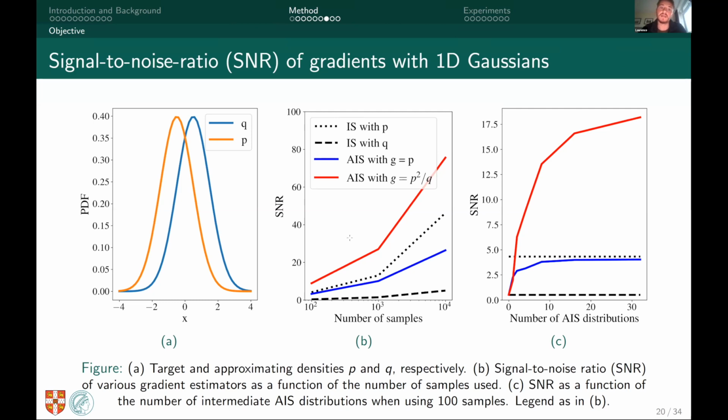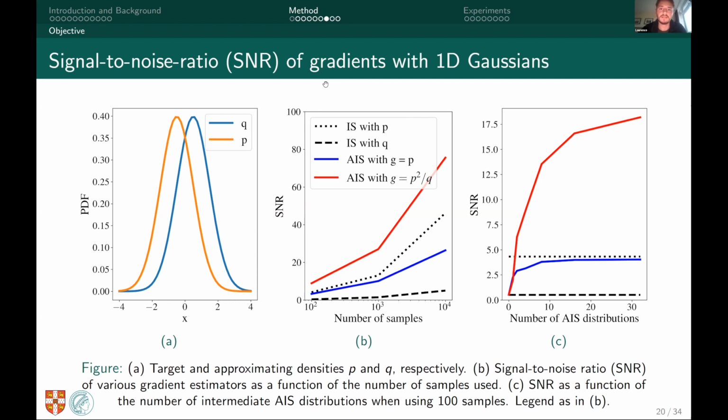And of course, if we have access to the ground truth, then that does even better than annealed importance sampling with P as the target, because that's essentially going to be annealed importance sampling with zero variance in the weights. It would be like if our annealed importance sampling was perfect. But then what we see is with this P squared over Q target, we can actually do even better than samples from P.